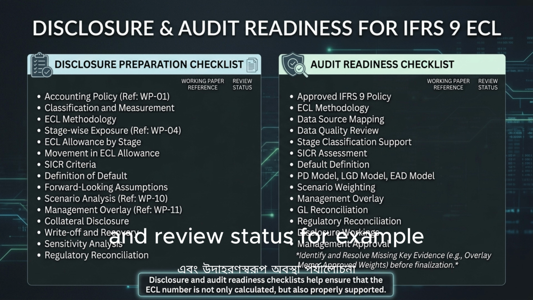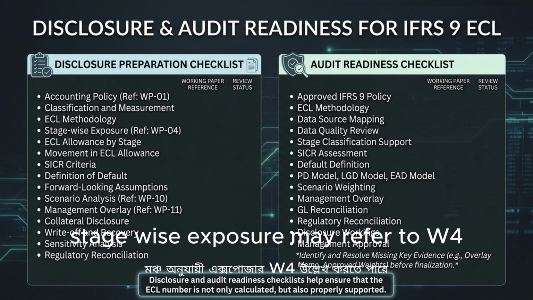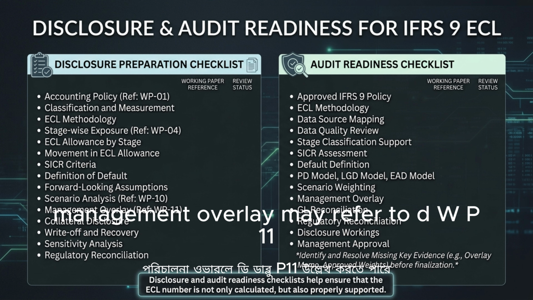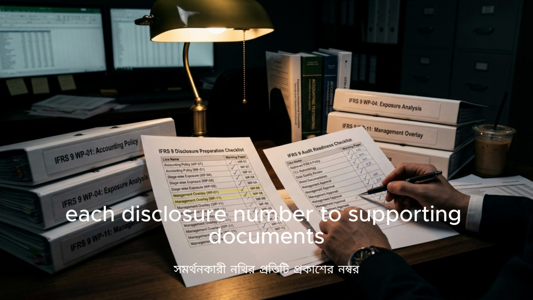For example, accounting policy may refer to working paper WP 1. Stage-wise exposure may refer to WP 4. Scenario analysis may refer to WP 10. Management overlay may refer to WP 11. This helps finance and audit teams trace each disclosure number to supporting documents.